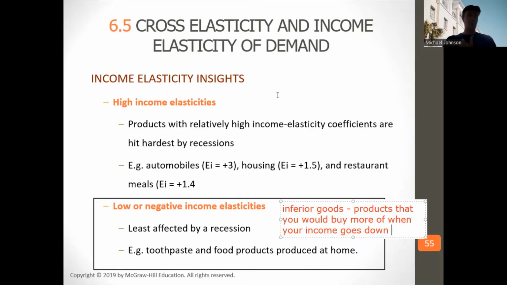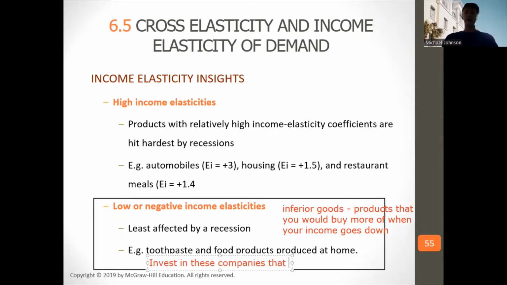Thanks for coming in. So eggs, instant ramen, food that can be preserved and is cheaper, like canned food. Those are great examples. Frozen microwavable dishes, all great examples. So great examples, everybody. Those are what you call recession-proof companies. If you invest, invest in these companies that provide inferior goods.